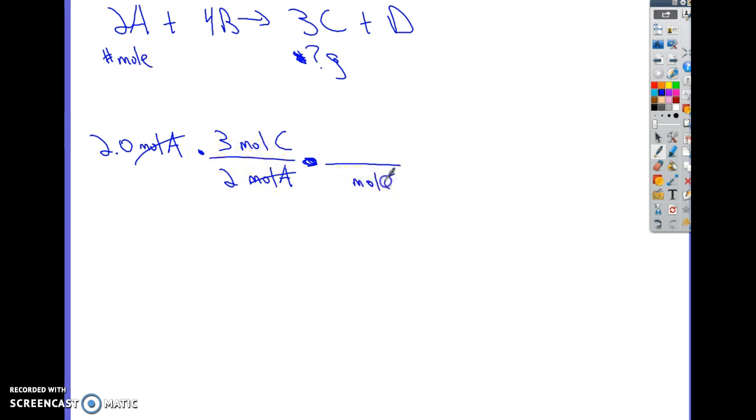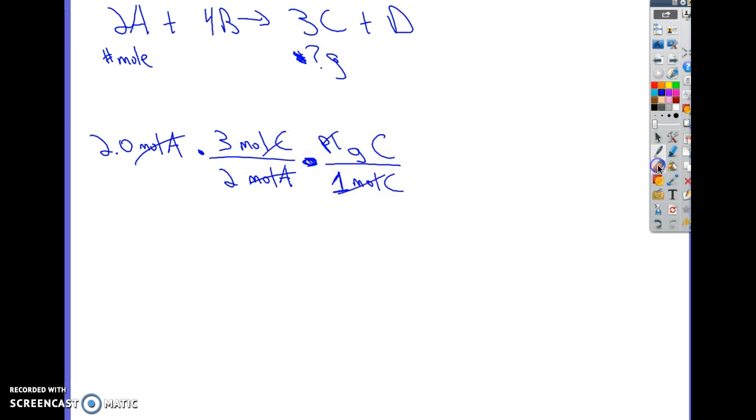Now I put moles of C on the bottom here. I'm looking for grams, so now this is a conversion factor. It's moles of C to grams of C. It's the same element or compound. Since it's a conversion factor, I put the number 1 with moles. The grams you'd get from the periodic table, the molar mass. Moles of C will cancel out, and you'll be left with grams of C.